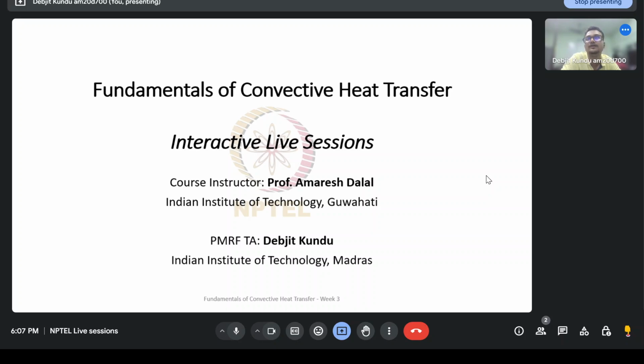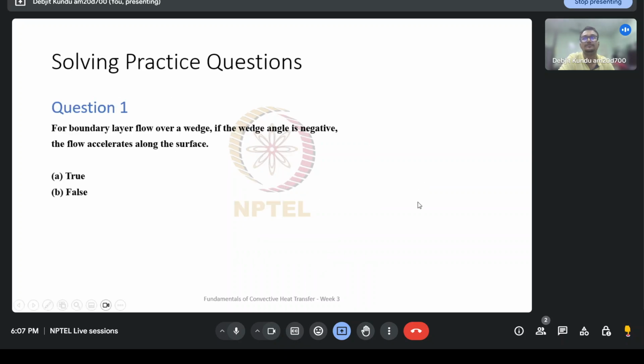Like every other week, we shall be solving some problems together. So let's get started with problem number one, which is asking us that for boundary layer flow over a wedge, if the wedge angle is negative, the flow accelerates along the surface. Is that statement true or is it false?